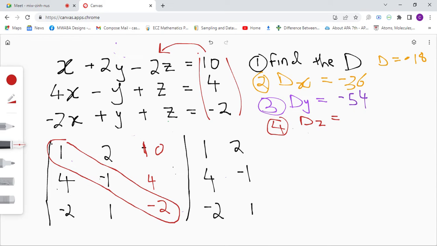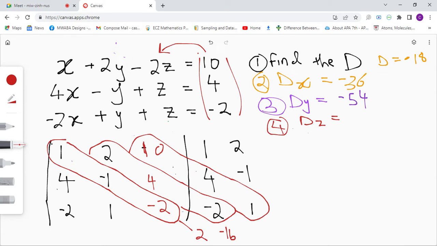1 times -1, that's -1. -1 times -2, that's +2. Our second diagonal here: 2 times 4, that is 8. 8 times -2, that's -16. 10 times 4, that is 40. 40 times 1, that is 40.